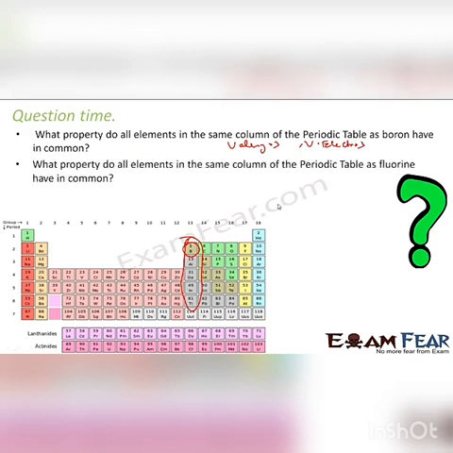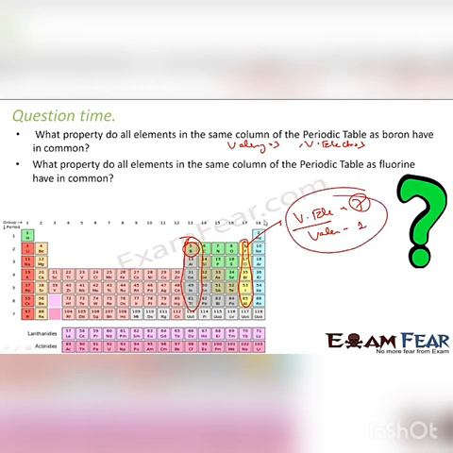What properties do all the elements in the same column as fluorine have in common? So we see the fluorine one. For all these, my valence electron count is 7, right? Fluorine is 2, 7. This guy is 2, 8, 7. Each and every element in this group has 7 valence electrons and a valency of 1. This is the common thing they have.